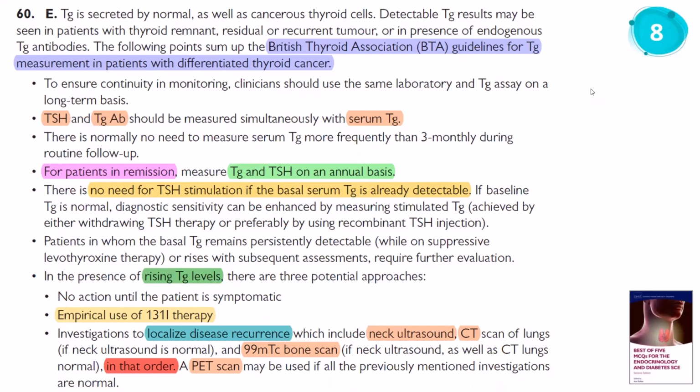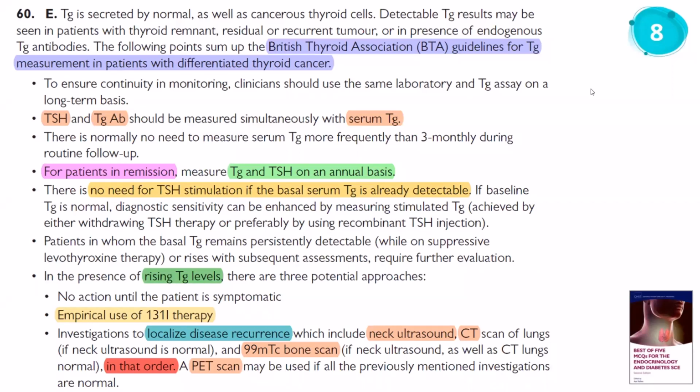What does detectable mean in the numbers? Elevated, more than the reference range, more than the undetectable limit. Once TG is detectable, this is elevated TG. Actually, after total thyroidectomy and after radioactive remnant ablation, TG must be near 0 or undetectable. Once it is detectable, this means recurrence, or the risk of recurrence is elevated.